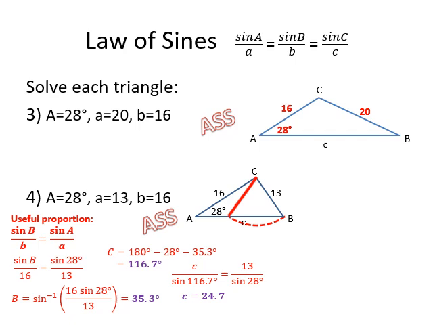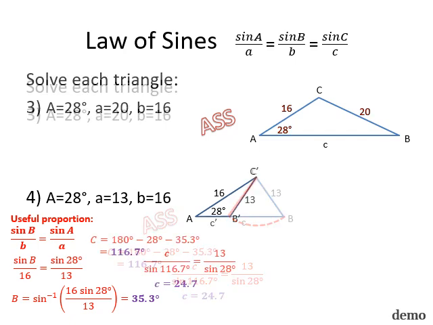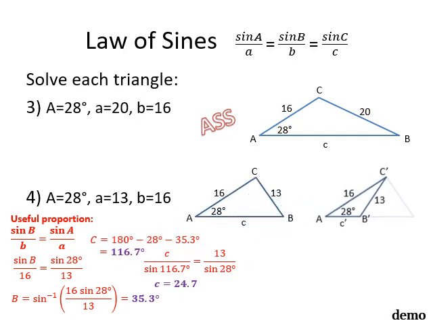In that case, it would be that opposite the 28. The 20 is just too long. If we tried swinging it back down around like we did with the 13, then it wouldn't form another triangle. But in this case, 13 was short enough, it was shorter than the 16, and it can form another triangle. So we have really this other little triangle.